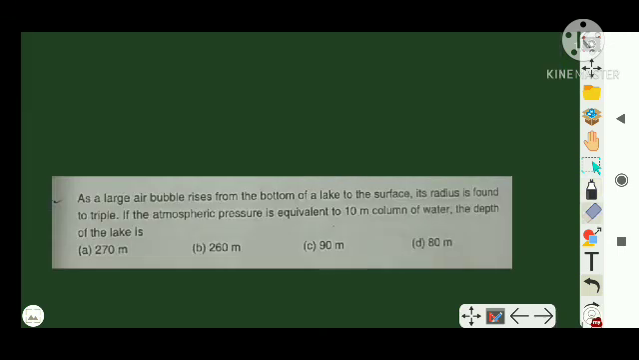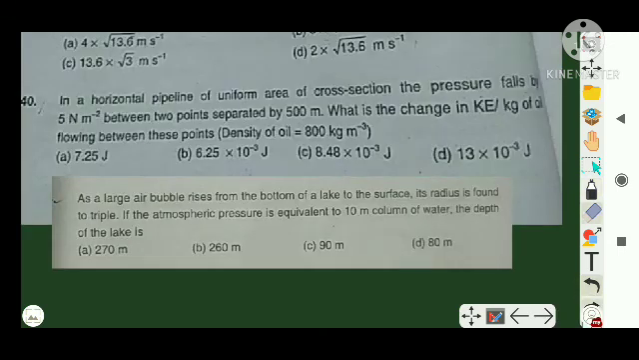So this is the 140th question, sorry. What has been the question? In a horizontal pipeline of uniform cross section area, the pressure falls by 5 Newton per meter square between 2 points separated by 500 meter. What is the change in kinetic energy per kilogram of oil flowing between these points? The density is given as 800 kilogram per meter cube. So it's a simple question actually, right?